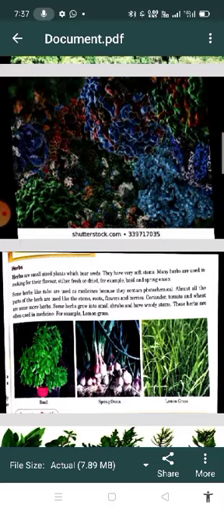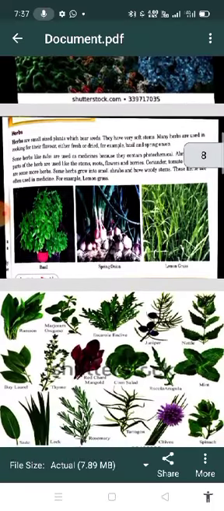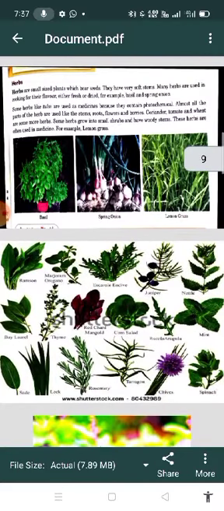Many herbs are used in cooking for their flavor, either fresh or dried. For example, basil and spring onion. So, in the picture it is given onion and basil. So, these can be eaten as dried or fresh. Both types we can eat.